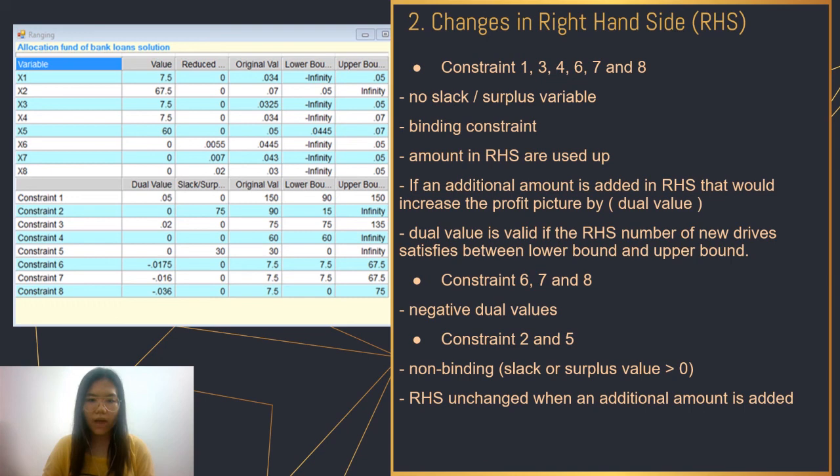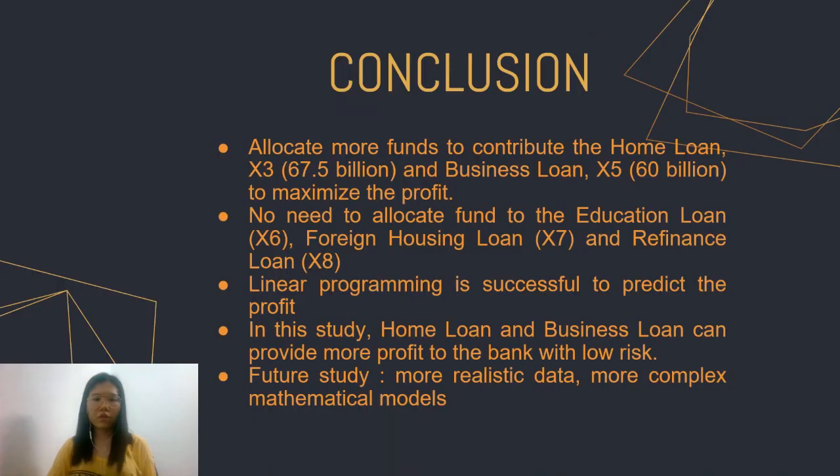Lastly, since the slack or surplus values of constraints 2 and 5 are greater than 0, it will not make any difference to add an additional amount in right-hand side of a constraint because it will just bring more additional slack or surplus. So, in this case, the bank should allocate more funds, which is 67.5 billion to contribute to the home loans and 60 billion to contribute to the business loan for maximizing the profit.